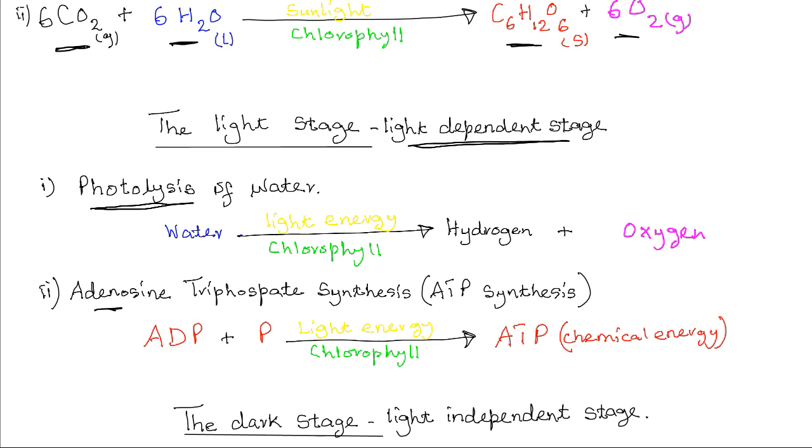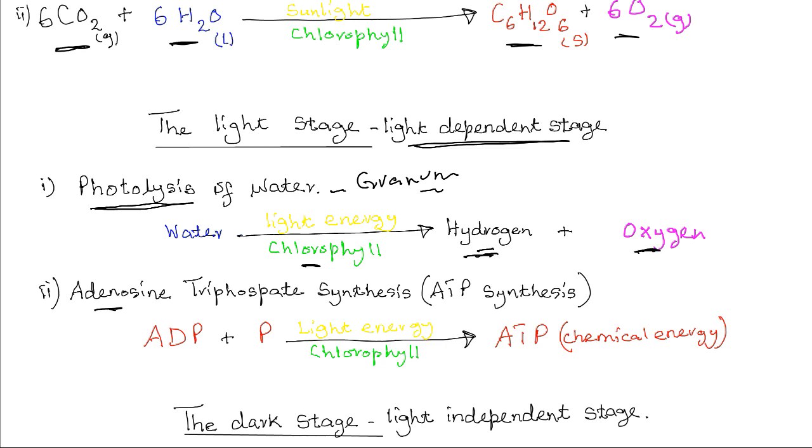it occurs in the granum. This process occurs in the granum where chlorophyll molecules are present. The chlorophyll molecules absorb light energy, and this energy is used in splitting of water into oxygen and hydrogen ions. In the process, some energy is also released. Chlorophyll absorbs light energy, and the light energy is used to split water into hydrogen ions and oxygen.